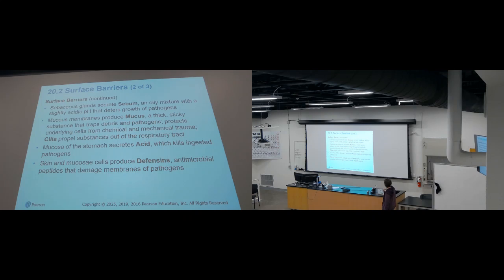So I already talked about these three: acid, sebum, mucus. Basically, mucus is also another barrier that helps to trap microorganisms in the mucosas. And then in the skin and mucosa, some cells produce antimicrobial peptides called defensins that also damage the microorganisms, the pathogens.